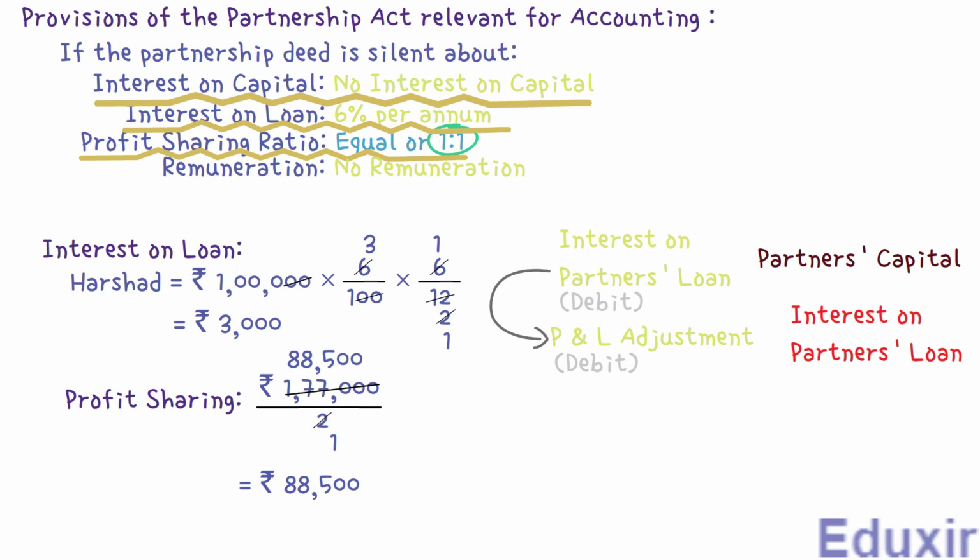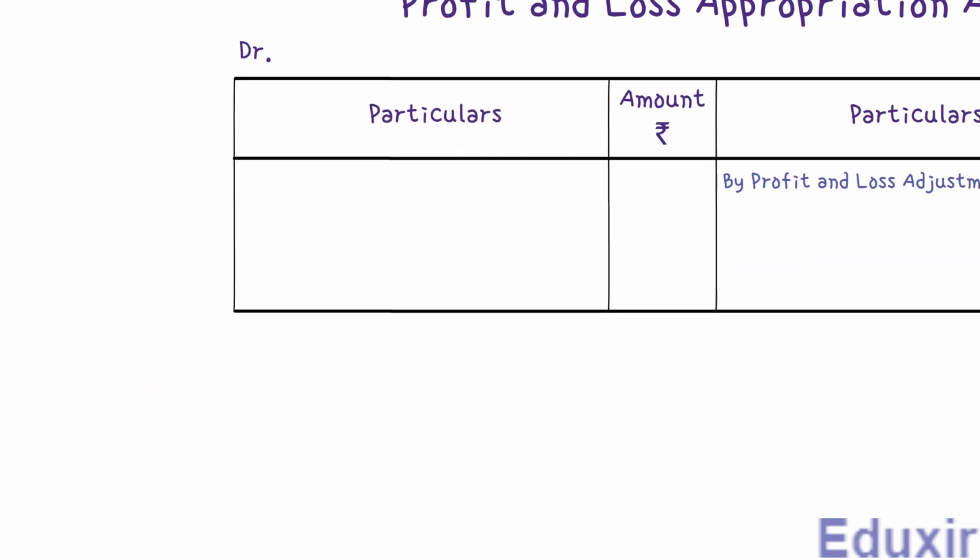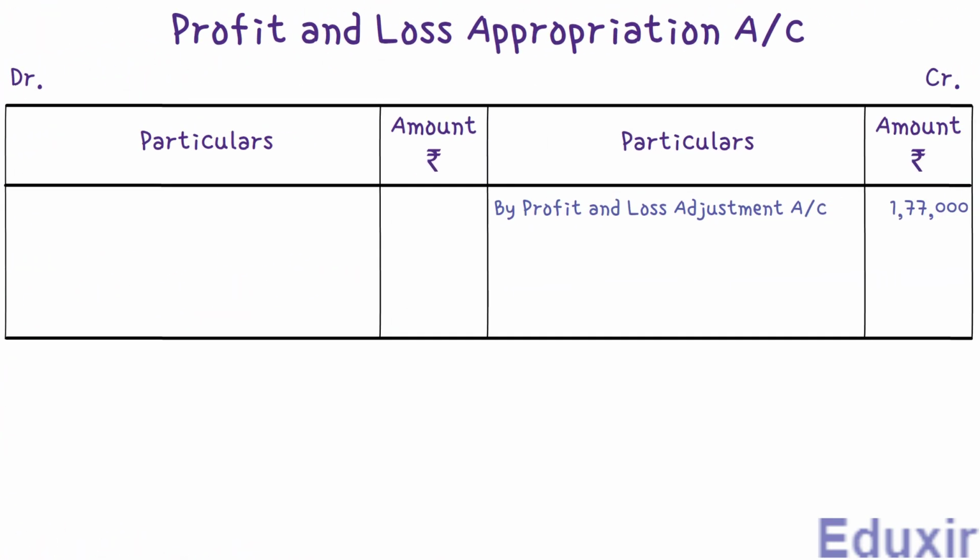Now for distributing this profit, we should debit the profit and loss appropriation account and credit the partner's capital account. Now, as the preparation of the partner's capital account is not in the scope of this problem, let's leave out the partner's capital account related credit entry and let's directly post the profit and loss appropriation account related debit entry into the profit and loss appropriation account. Let's first write the header profit transferred.